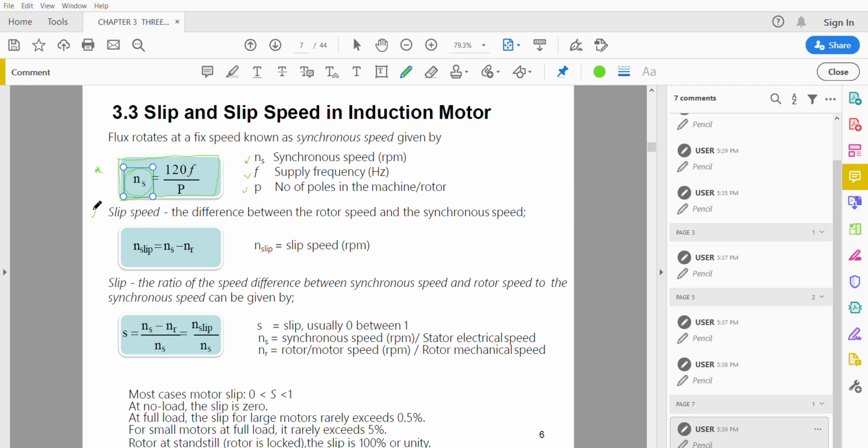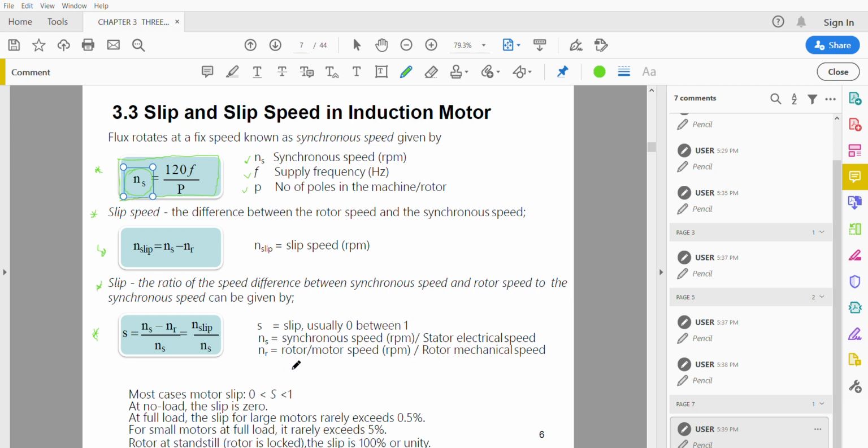The slip speed is defined as the difference between the synchronous speed and the rotor speed. Mathematically, it can be written as here: N slip is equal to NS minus NR. Slip is the ratio of the speed difference between synchronous speed and rotor speed to the synchronous speed, which can be given by S is equal to NS minus NR over NS, where S is the abbreviation of the slip. Usually, the value of S is between 0 and 1.